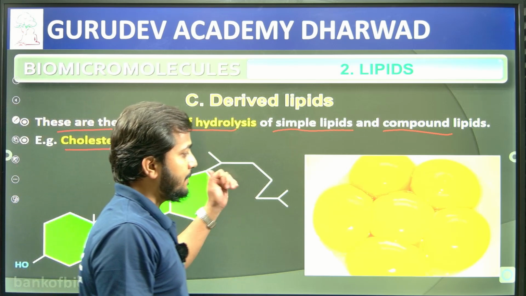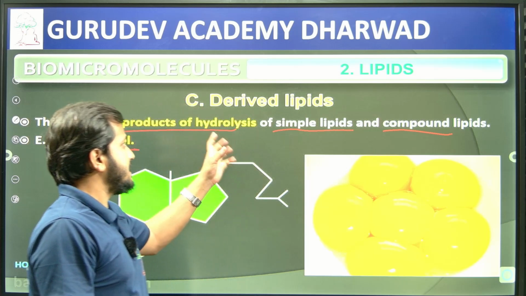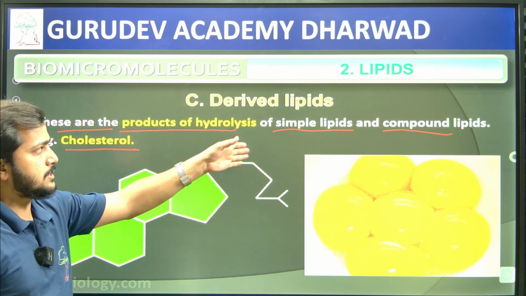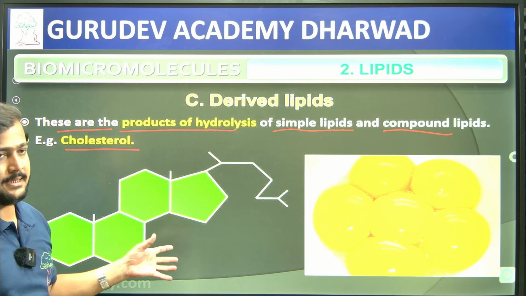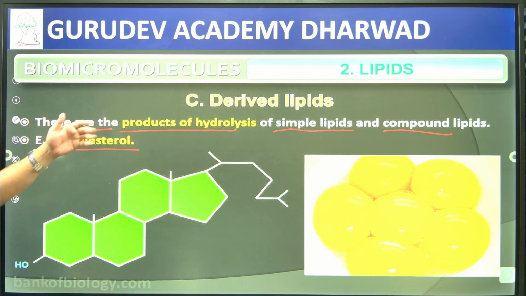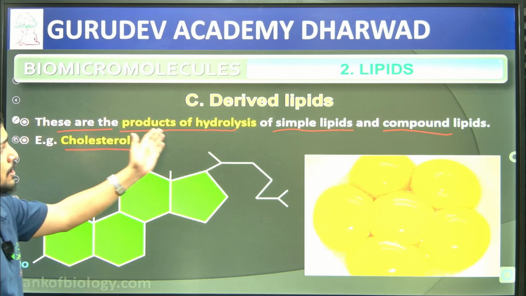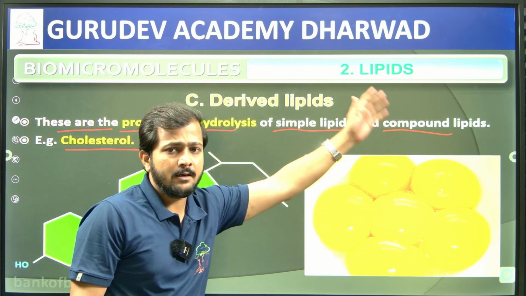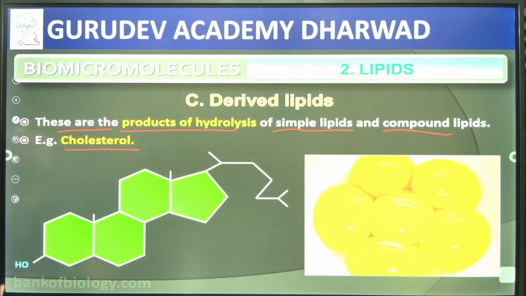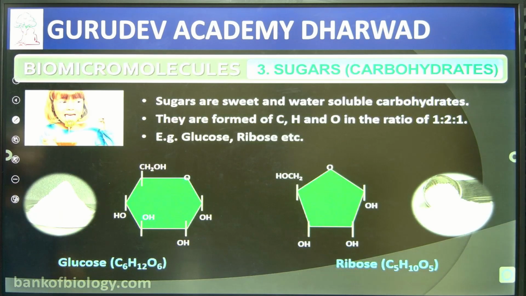So a derived lipid example is cholesterol, which is actually obtained from the hydrolysis of simple and compound lipids, right? That's what we call derived lipid, as these are the products of hydrolysis of simple lipid and compound lipid. Example is cholesterol. That you should remember, right?